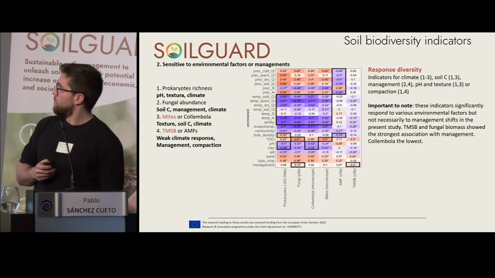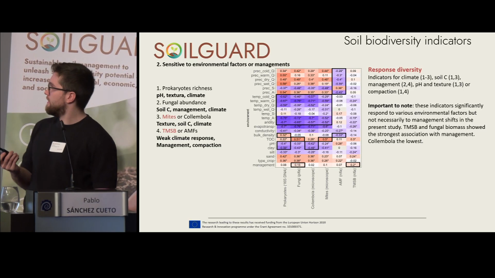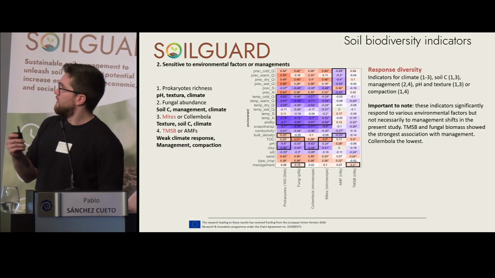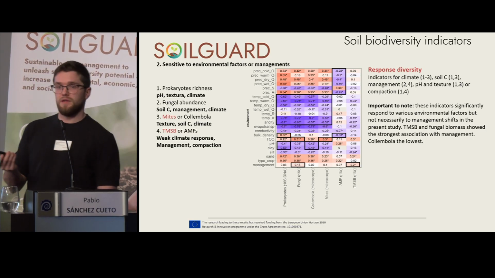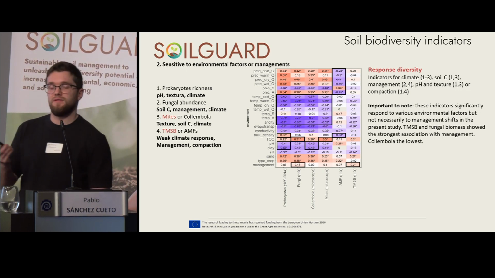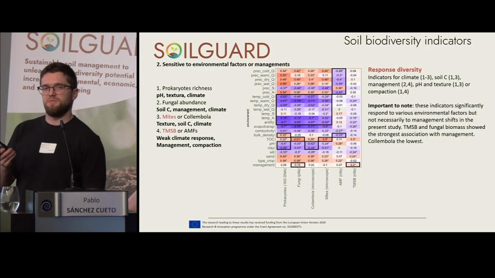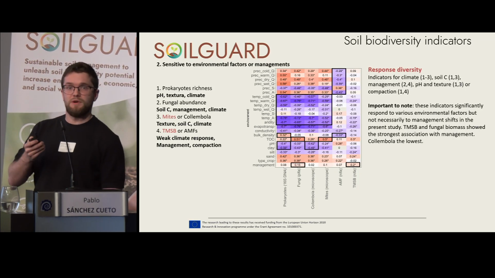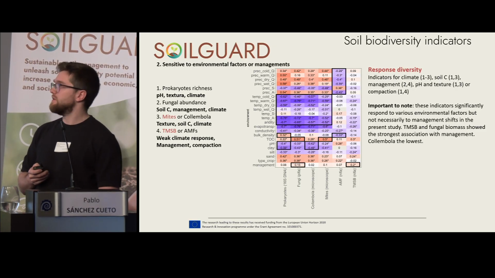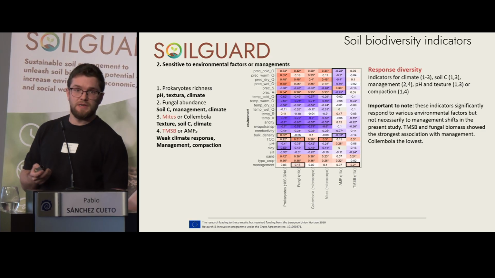Moreover, looking a bit at the arbuscular mycorrhizal fungi, we can see that these are negatively related with precipitation and also with bulk density. At this point, it's important to note that we are talking about soil biodiversity indicators that are sensitive to environmental factors, but not necessarily all. We found that some were sensitive to soil management. Among them, the total microbial biomass and the fungi were the ones most strictly related with management, and the collembola abundance, in this case, the lowest.